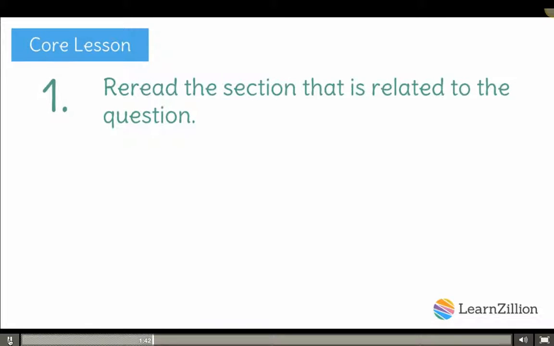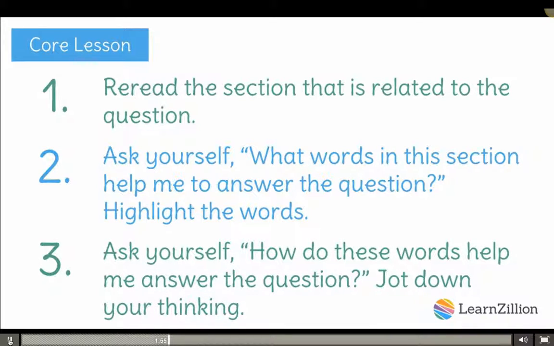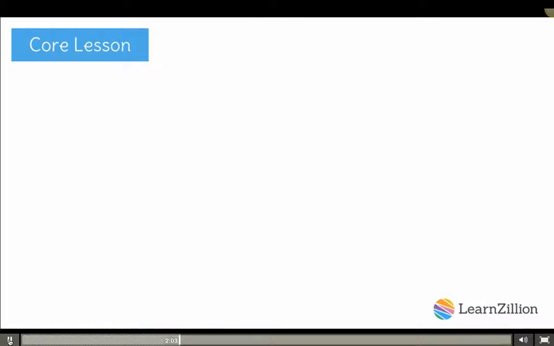First, we reread the section that is related to the question. Second, we ask ourselves, what words in this section help me to answer the question, and we highlight those words. Third, we ask ourselves, how do these words help me answer the question? Then we jot down our thinking.